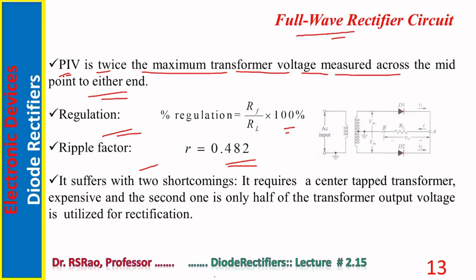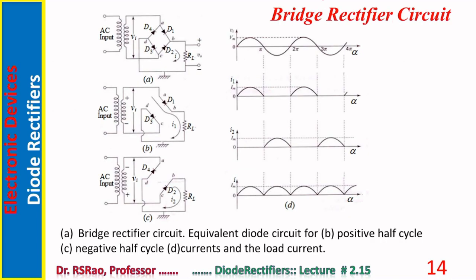Full wave rectifier circuit is associated with two shortcomings. It requires a center tap transformer. Of course, center tap transformer is expensive when compared to ordinary transformer. Second shortcoming is only half of the transformer output voltage is utilized for rectification. During one half cycle, one half is used. Remaining half of the transformer is idling. So it is a wastage of resources. Now we move to another rectifier circuit.